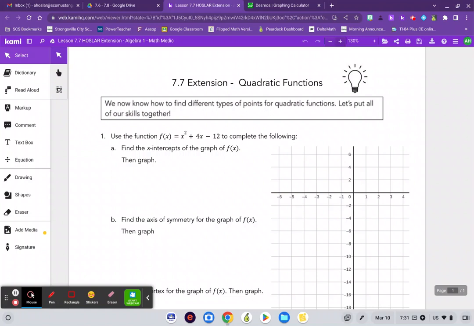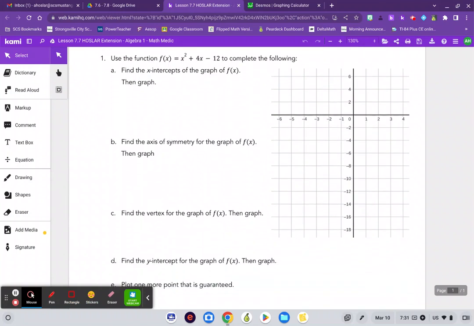One says use the function f of x equals x squared plus 4x minus 12 to complete the following. So this is an equation given in standard form. It says find the x-intercepts of the graph and then graph. Now notice that I'm going to do all of this without Desmos, and in the end, we can go check Desmos to see how well we did, okay? All right, I'm going to go like this so I can see all of the parts for problem one.